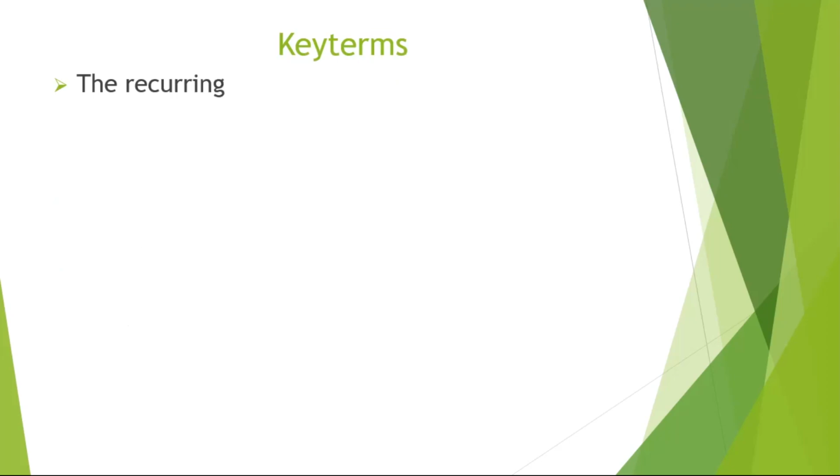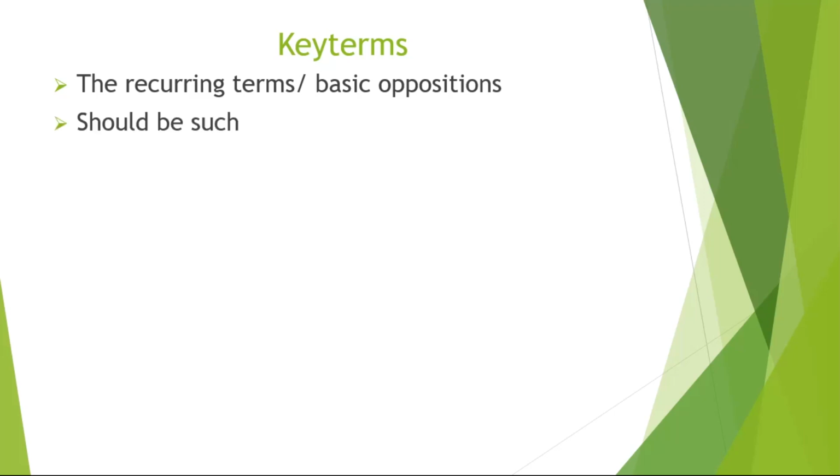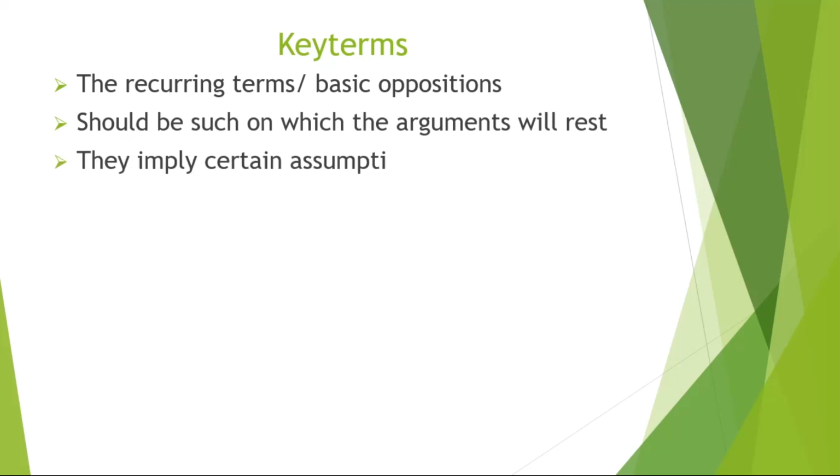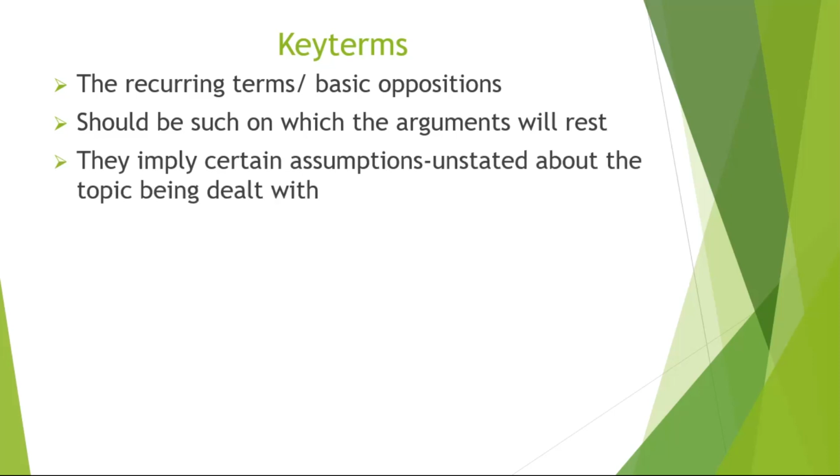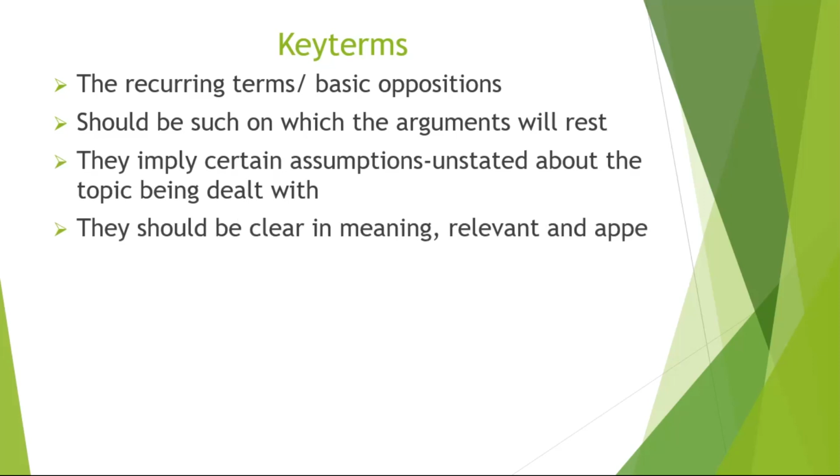Key terms. The recurring terms are basic oppositions that you are going to use in your writing. Key terms should be such on which the arguments will rest. They imply certain assumptions unstated about the topic being dealt with. They should be clear in meaning, relevant, and appear throughout the essay. So throughout the essay you have different dimensions of the key terms.